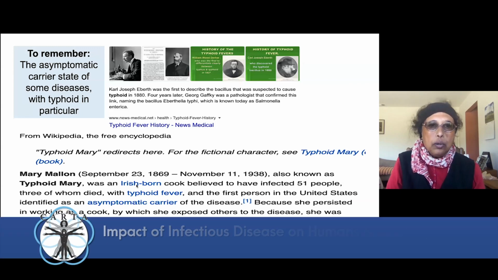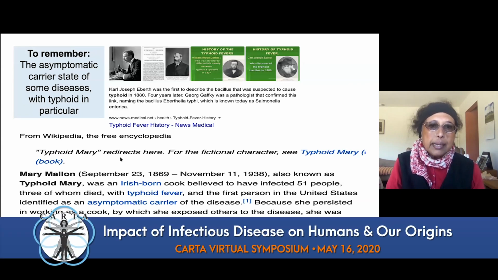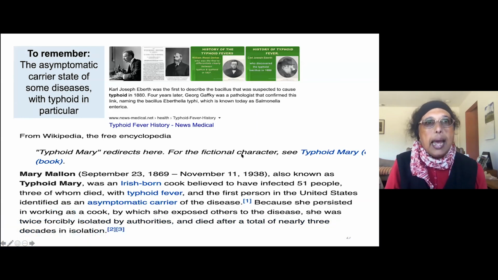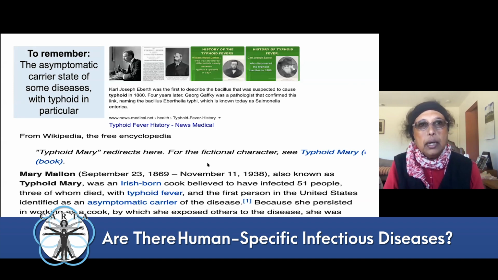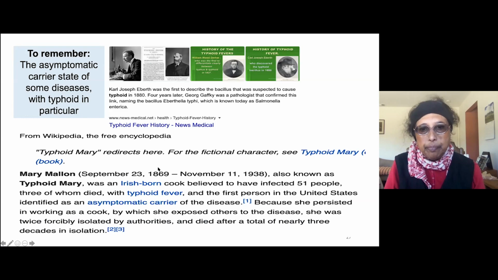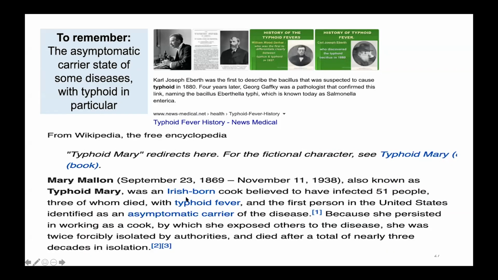So what was not known then was that the bacillus actually resides in the gallbladder, hides out, and one treatment for the asymptomatic carrier would have been to remove the gallbladder, but that was not known at that time. Now, of course, that is a treatment to avoid the asymptomatic carrier state of typhoid.